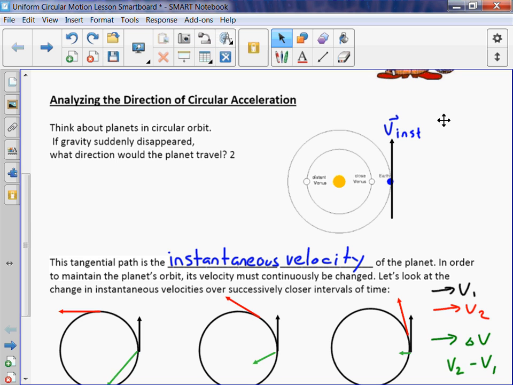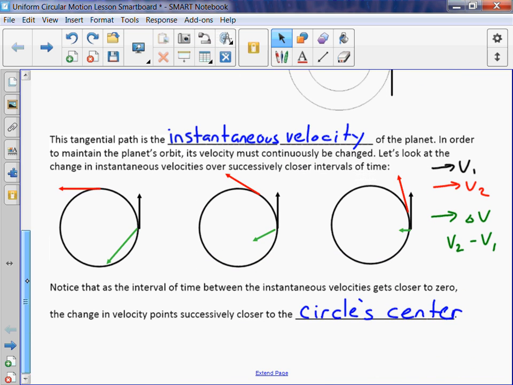Now, these next three circles, don't worry about it. It's just a proof to show that as the change in velocities get closer and closer to a small time interval, the change in velocity, which means the actual acceleration of the object, is directed towards the center of the circle. It's not directed down or up. In order to keep an object moving in a circular path, the force applied has to be pushed towards the middle of the circle.